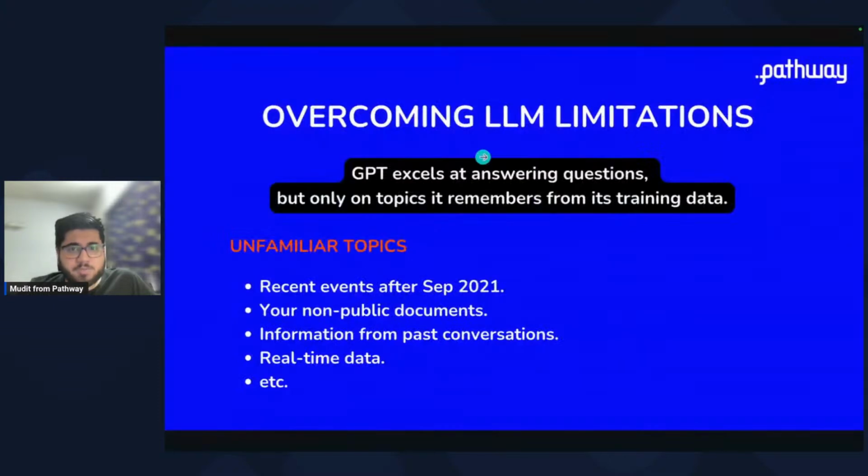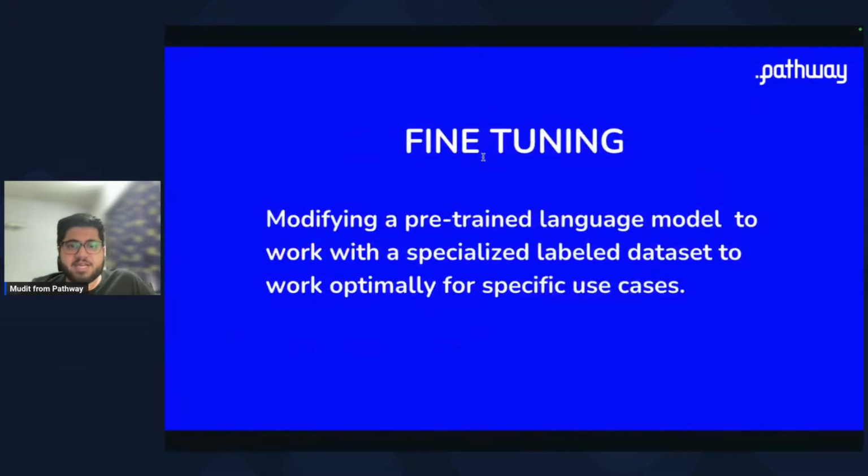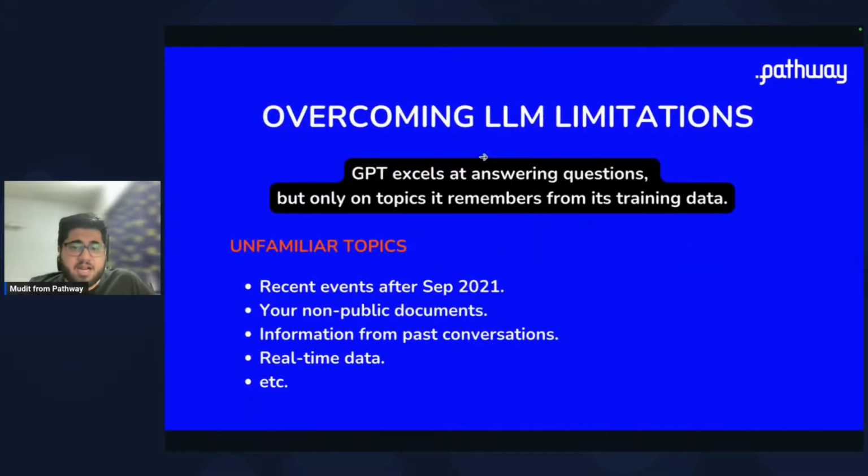So the other options we have are fine-tuning or prompt engineering, until you understand the concept of RAG. The thing is, GPT excels at answering questions, but only on topics it remembers from its training data. If it's not in its training data, it won't be able to understand that. Recent events are a slightly outdated example, but depending on whichever model you're using, there's a cutoff date for these LLMs. What does that cutoff date mean? That after that, it does not have the training data. It also does not have access to your non-public documents.